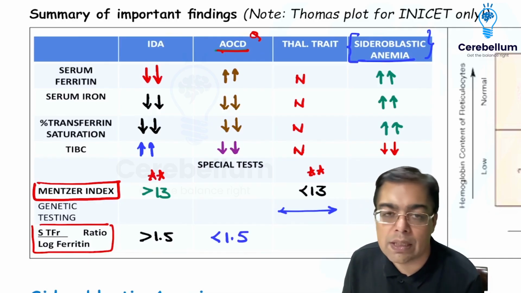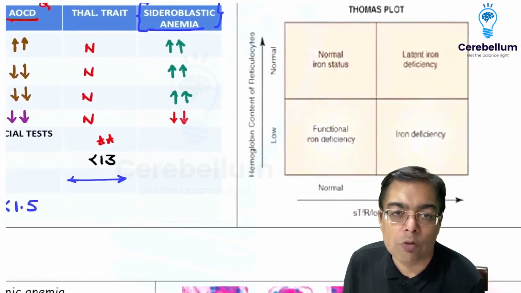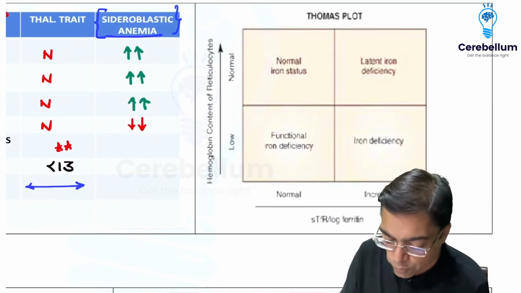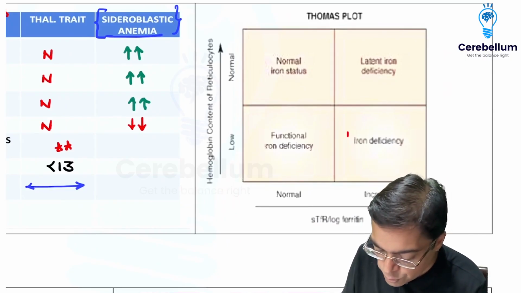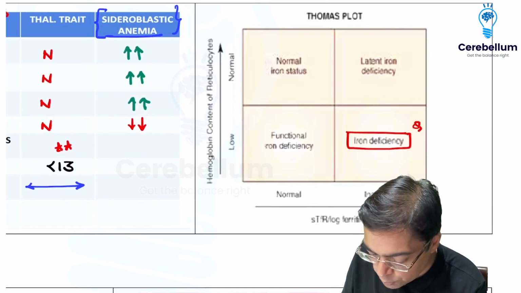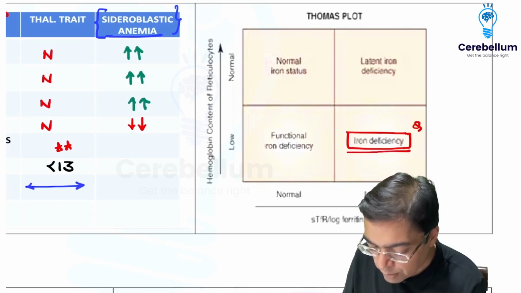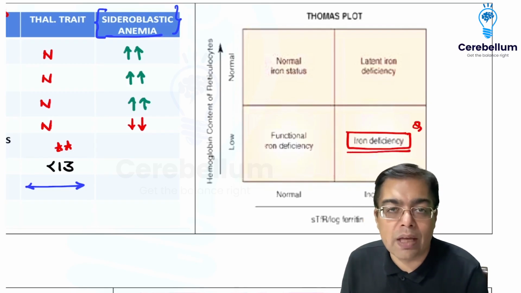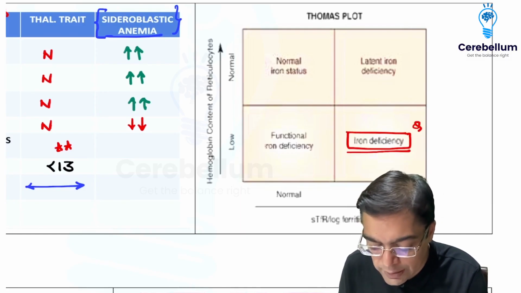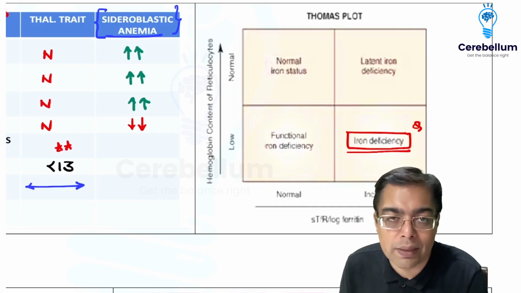Only for INICET, the same thing can be given to you in the form of a plot-based question called the Thomas plot. In a patient having iron deficiency, the representation is going to be in the right lower quadrant because the ratio has a higher value, more than 1.5, and individually, if you look at the reticulocytes, the content of hemoglobin is going to be less.